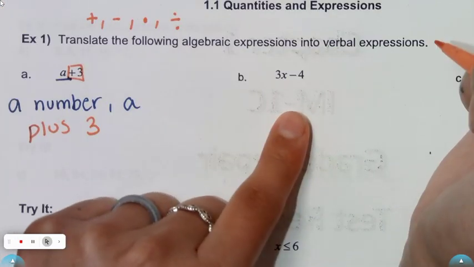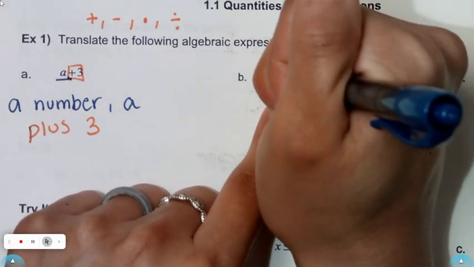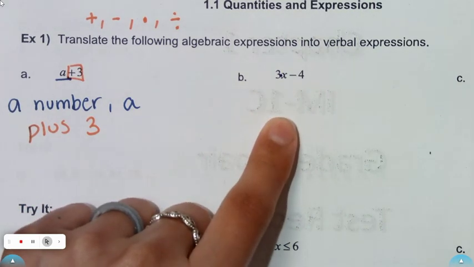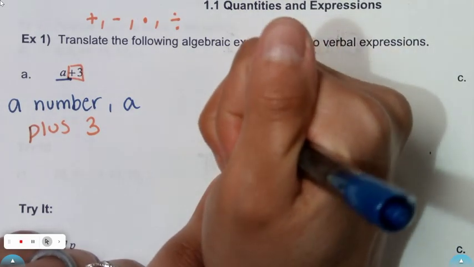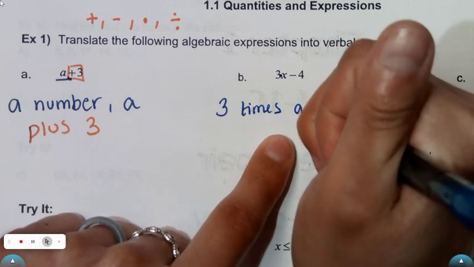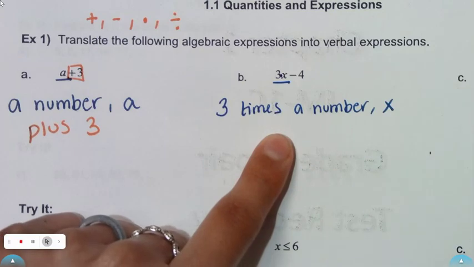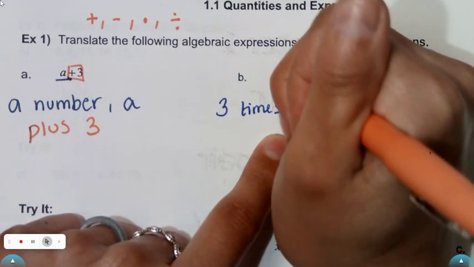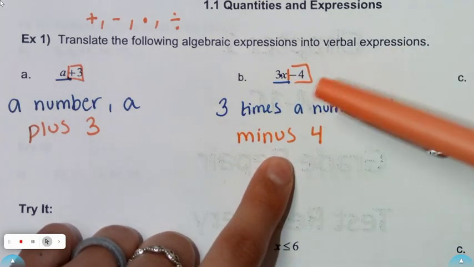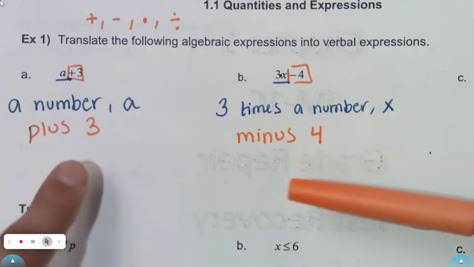For letter B, you want to be super careful because there is something happening between the 3 and the x. There's an imaginary dot here. Those 2 are being multiplied. So you cannot just write 3x. We are going to say something like 3 times a number x. That's the first part. The second part is then my minus 4. You could also say subtract 4, decreased by 4. So there are other ways to say this. This is just a way to say it.